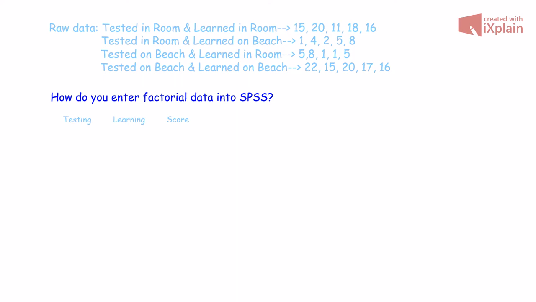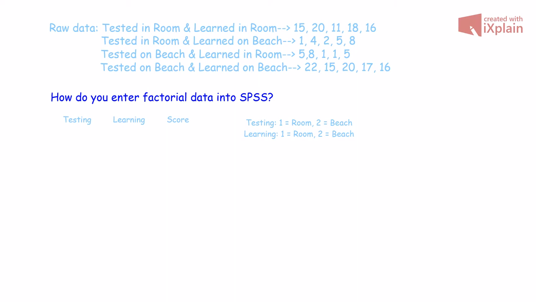And what we need to do is come up with a coding system. In this situation, I'm going to say that testing, of course, is the first IV. It has 2 levels. I'm going to say that a 1 indicates that they were tested in a room, and a 2 indicates that they were tested on a beach. And learning is going to be the same thing. Under the learning column, a 1 is going to indicate that they were learning in a room, and a 2 is going to indicate that they were learning on a beach.